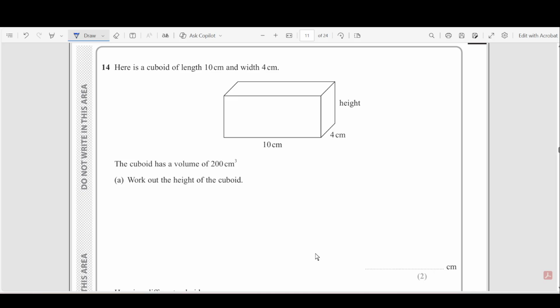So let's try. The formula to find the volume of a cuboid is length times width times height. Length and width are given, which is 10 times 4, and the volume is also given, so here I can put 200. But the height is not given, so in place of height I'm just putting h. So 10 times 4 is 40 times h, and this side I have 200.